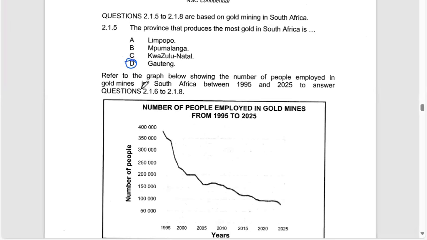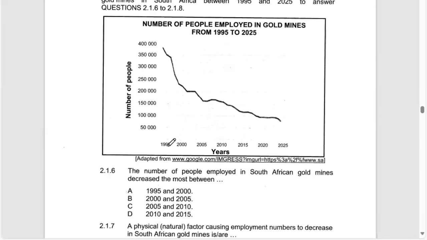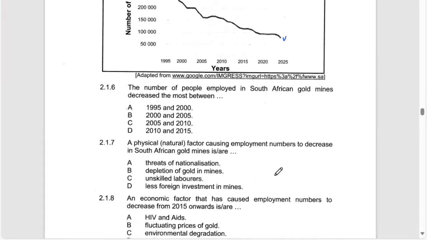Refer to the graph below showing the number of people employed in gold mines in South Africa between 1995 and 2025. Right. So we are seeing the trend. In 1995, our figures are close to 400,000 people. And by 2025, we have less than 100,000 people. Right, the number of people employed in South African gold mines decreased the most between.